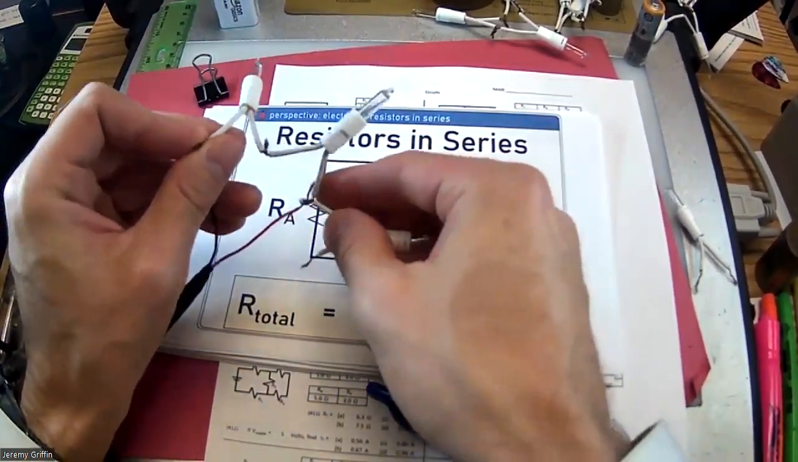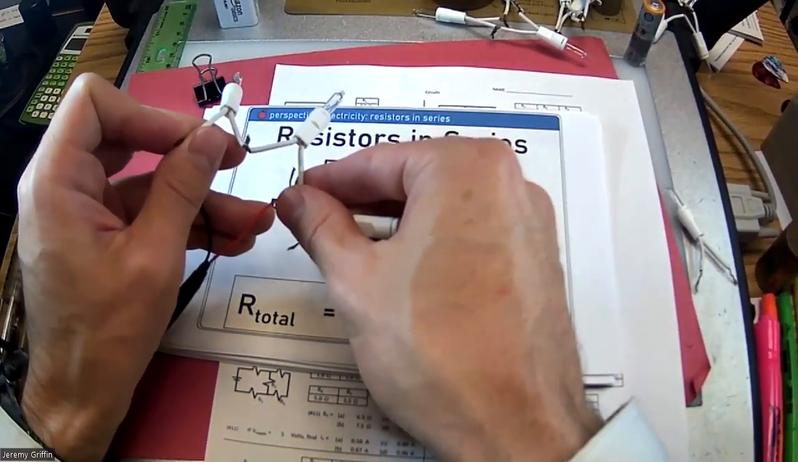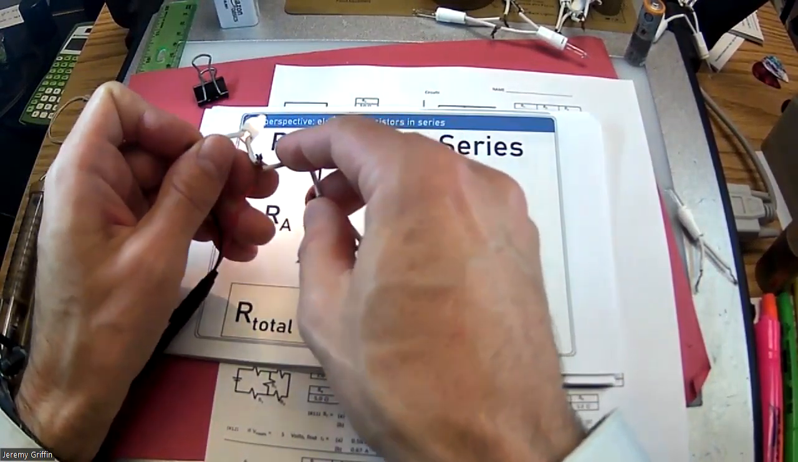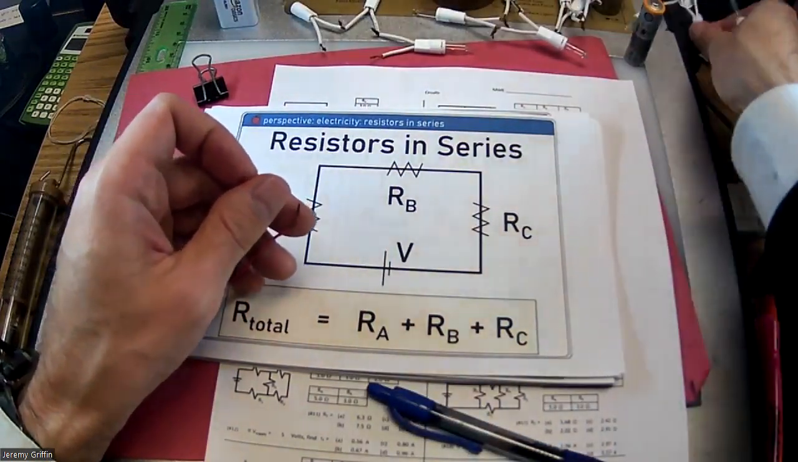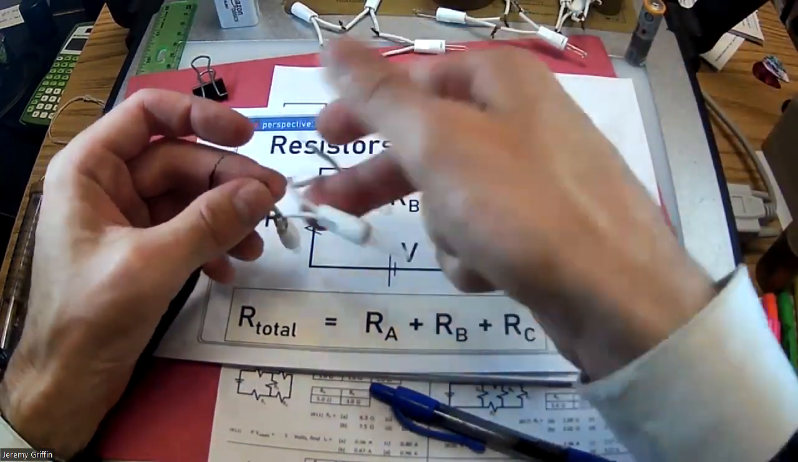Is one of these dead? One of these might be dead. That one. Yeah, I think this middle guy's dead. Here, let's try these.